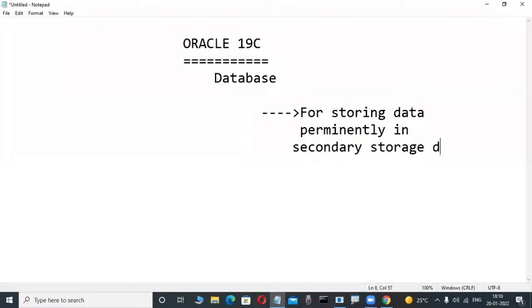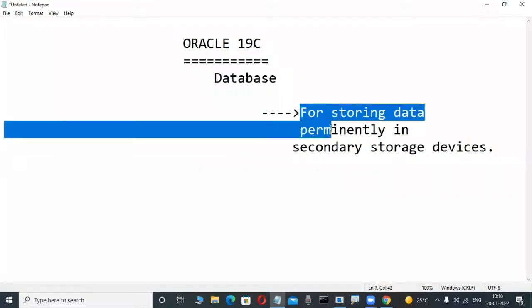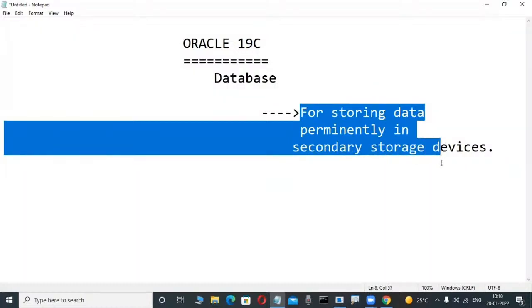Suppose today we store data, then 5 years after, 10 years after, 20 years after, even 100 years after, your data is still available. You are using it. That's why Oracle is a product from Oracle Corporation, with some version number. This is a database product, one of the popular databases. But what is its purpose? For storing data permanently in secondary storage devices.